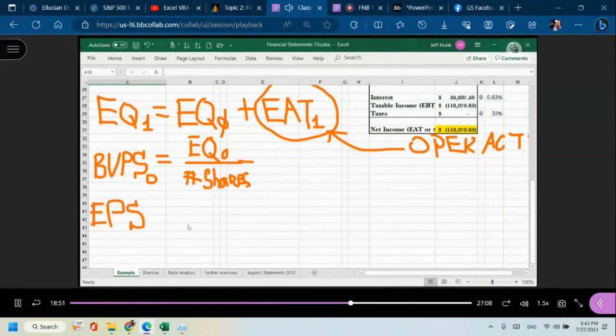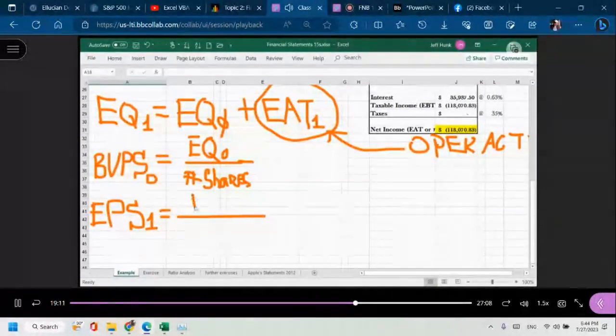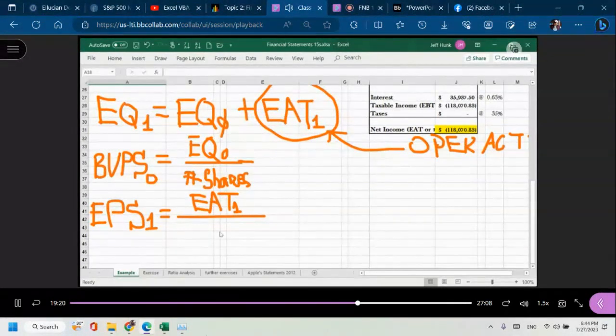Okay, but what is earnings per share at which time point? Of course, we have earnings after taxes at time 1. So our earnings per share is at time 1, right? That's earnings per share at time 1, which is simply EAT at time 1 divided by number of shares. Make sense?